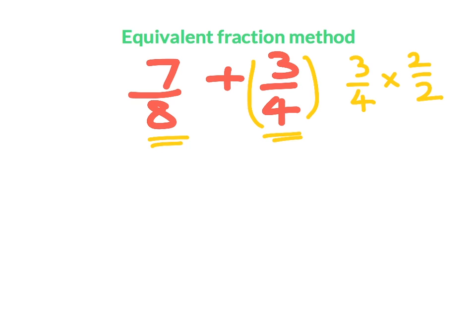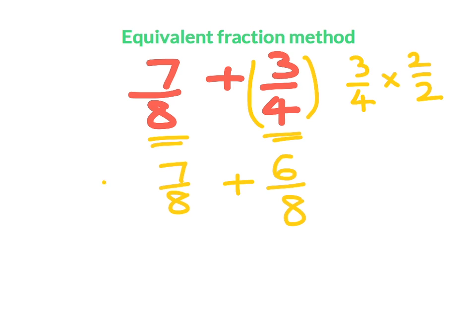But we're going to turn it to an equivalent fraction that has a different numerator and a different denominator. So 3 times 2 is going to give us what? 6. And 4 times 2 is going to give us 8. So that's our equivalent fraction. So 6/8 is the same as 3/4. Now we're going to bring 7/8 down. And now we're going to add it like fractions.